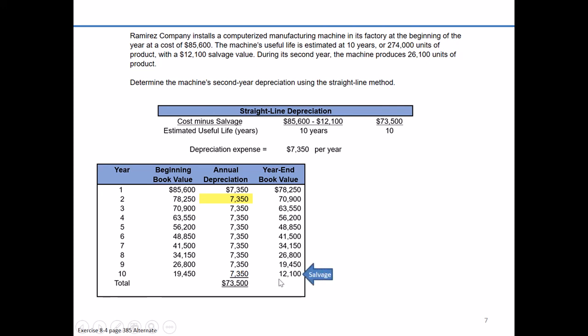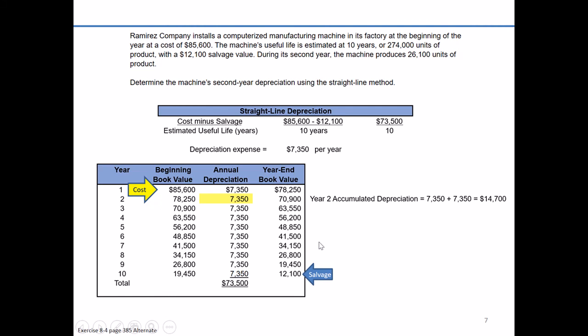Also, at the end of its useful life, in this situation 10 years, the book value is miraculously, this is what it's supposed to happen, going to equal the salvage value. We're going to bring down the book value on the books of cost minus accumulated depreciation down to the salvage value, or estimate of what we think that item is going to be worth at the end of its life. Keep in mind their initial cost or book value was 85,600, but the end of useful life book value is going to be 12,100. So not too hard so far.